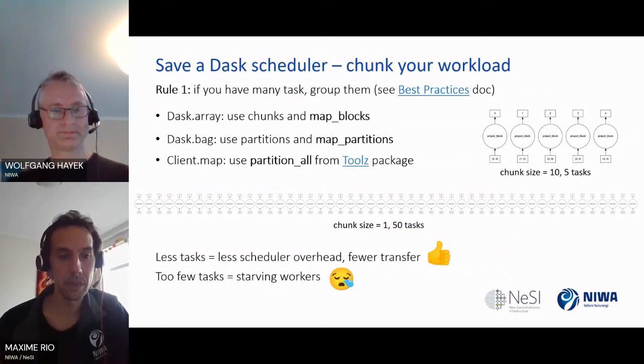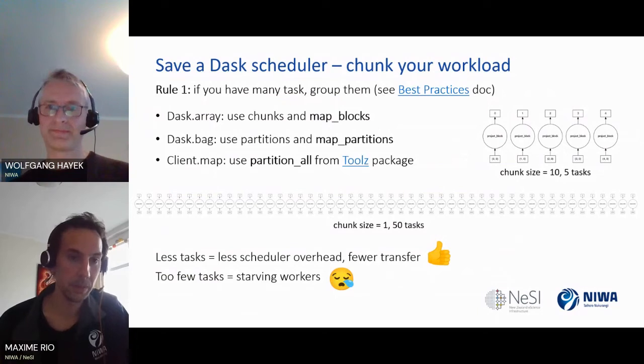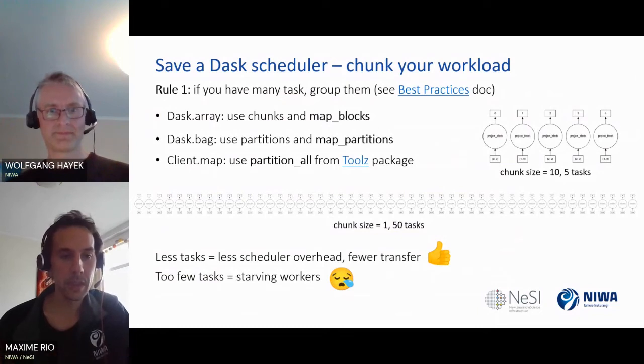So if you use this method, for Dask array it will be map_blocks, for Dask bag map_partitions, and for the client map you need a third-party package called tools to pre-chunk the sequence for you. But if you use this, you can make your function, which is executing the task, run on a subset of elements, and so you end up having fewer tasks.